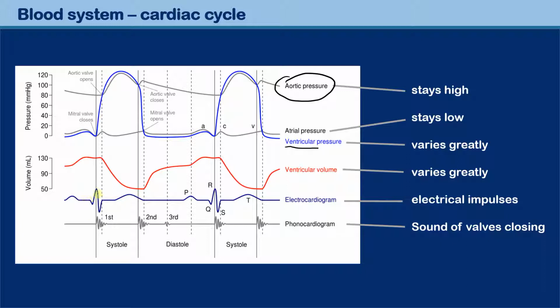Over here, the purple line is called the electrocardiogram, and these are the electrical impulses which are triggered by the pacemaker of the heart. You can see over here that there's always some kind of electrical impulse at the beginning, and this triggers the contraction of the ventricles. And therefore, we have a big increase in ventricular pressure because the muscle contracts. And down here, the gray line, that's called the phonocardiogram. That's the sound of the heartbeat.